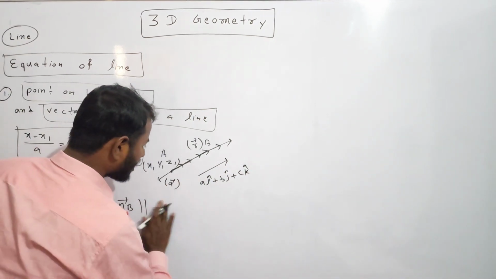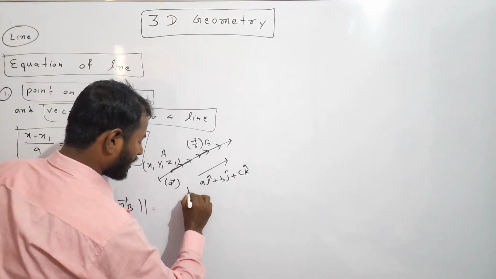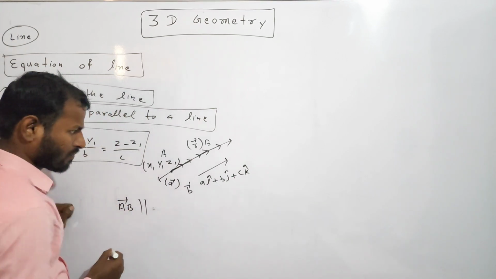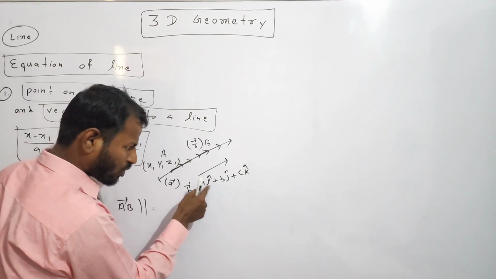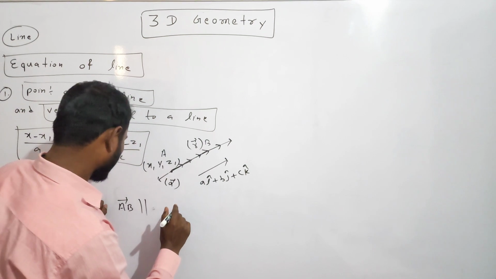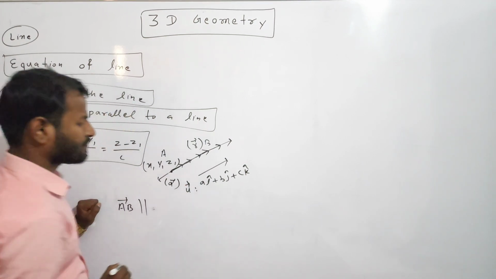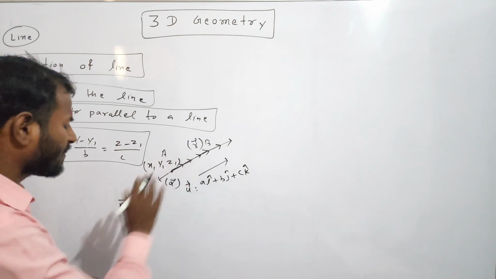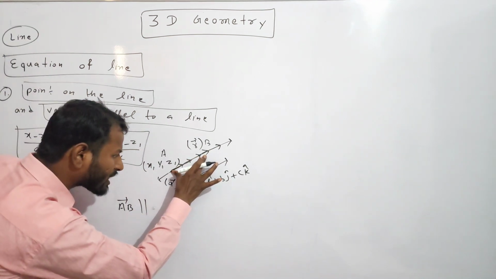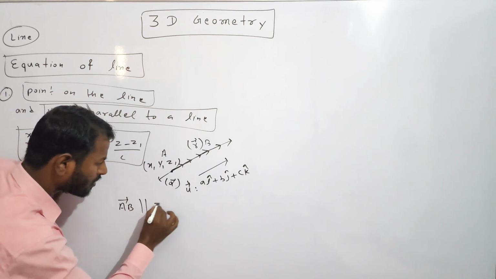You can assume this vector as anything, like let's say vector B, not B, because B is common, so you can take any other name. Let's say you can take vector U. Okay, this is vector U. You can take any name here. So this AB vector and this U vector are parallel.